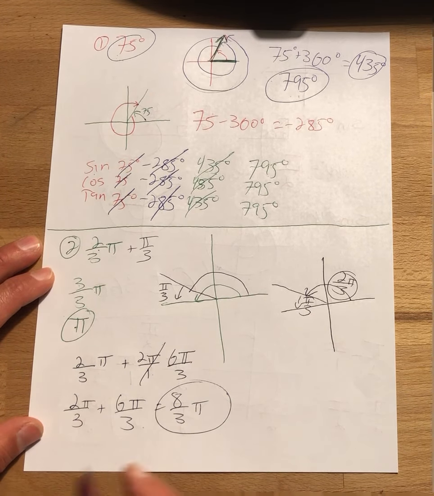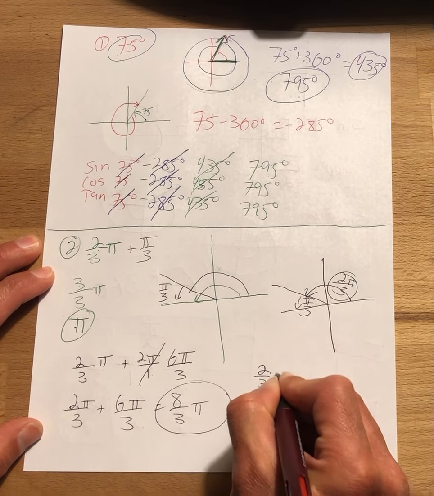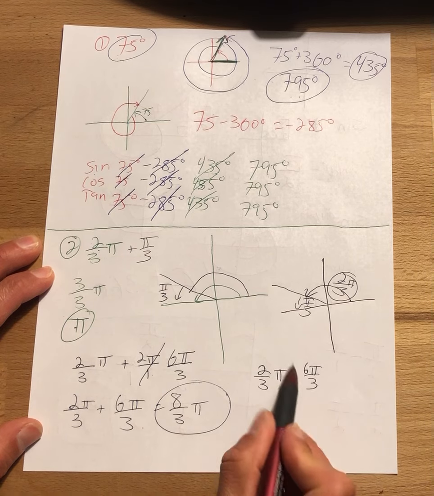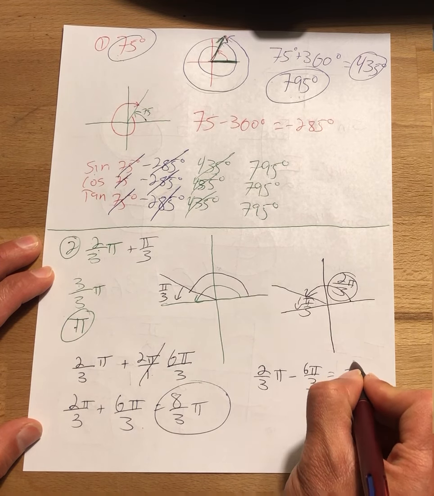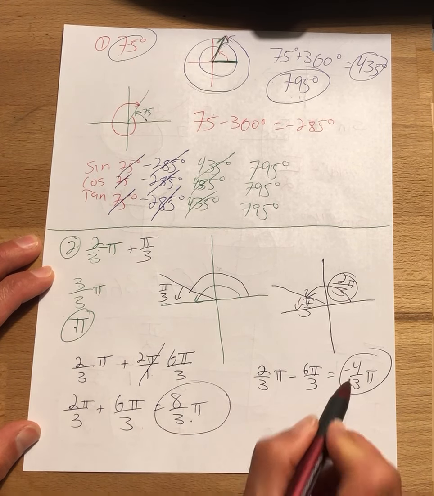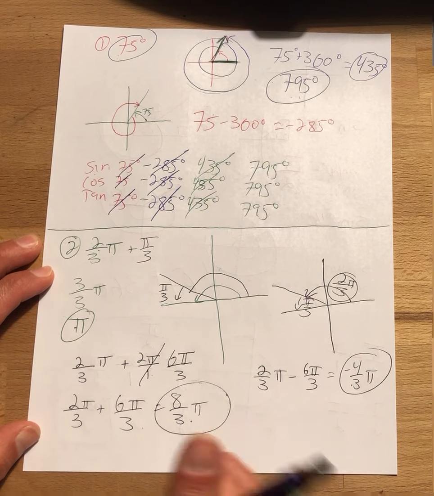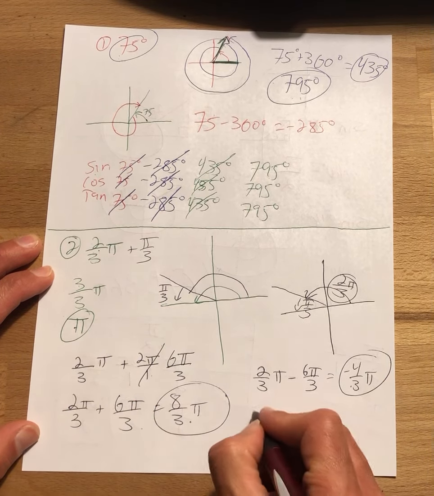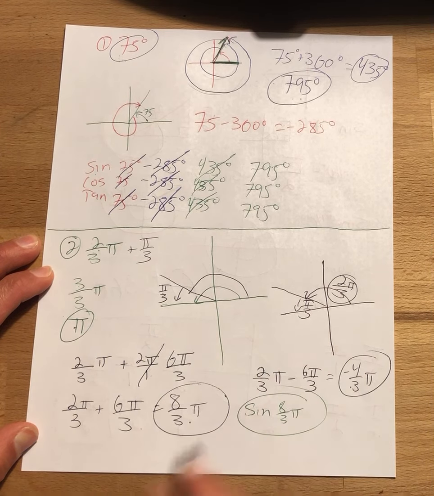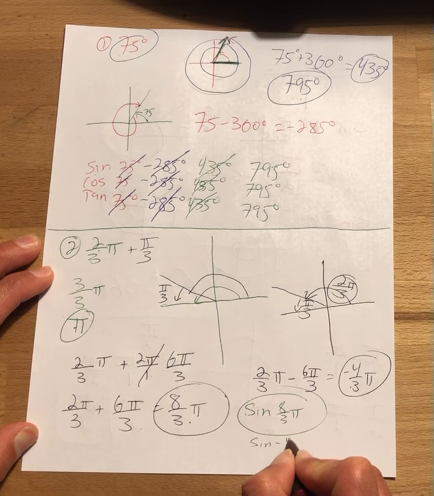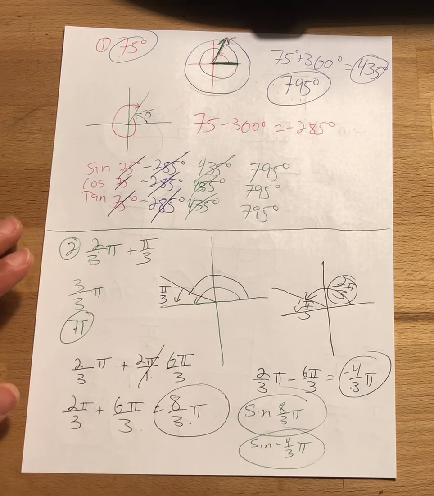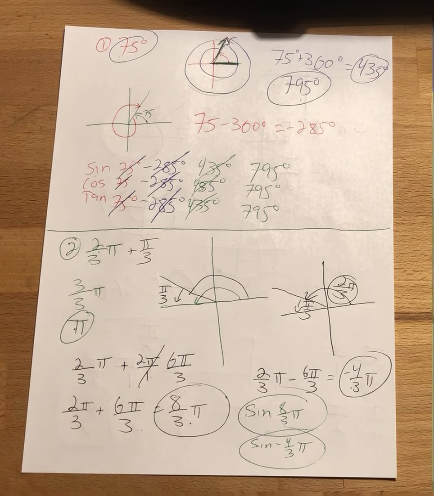Now, a negative coterminal radian, which is 2/3 pi minus 6 pi over 3, because that's the same as 2 pi, is going to give me negative 4/3 pi. There's a positive coterminal, a negative coterminal. So if I were to say, let's just bring this all back, what is sine of 8/3 pi? It would be the exact same answer as sine of negative 4/3 pi, because they're coterminal angles, which means they're still in the exact same location.